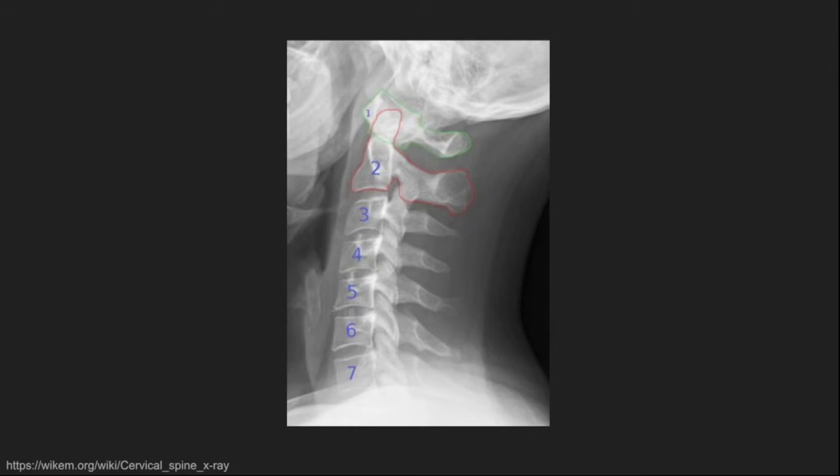Examine the cortical outlines of each vertebra. Look at the pedicles, lamina, and lateral masses. The pedicles connect the lateral masses to the vertebral bodies. The lamina connects the lateral masses to the spinous processes. Fractures through these structures can cause instability.